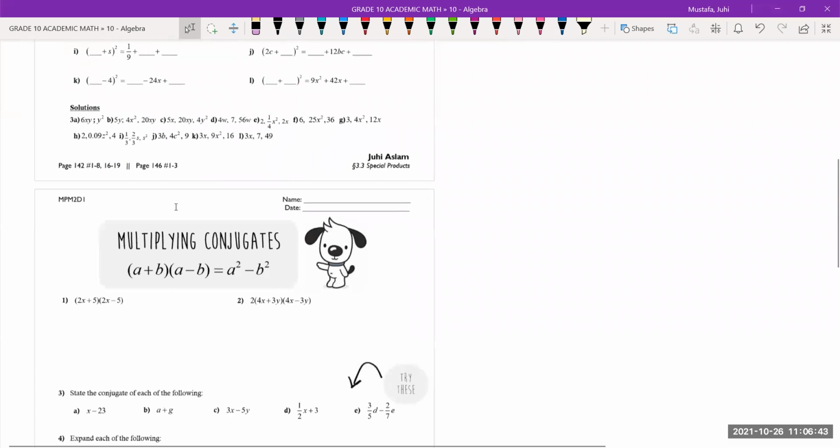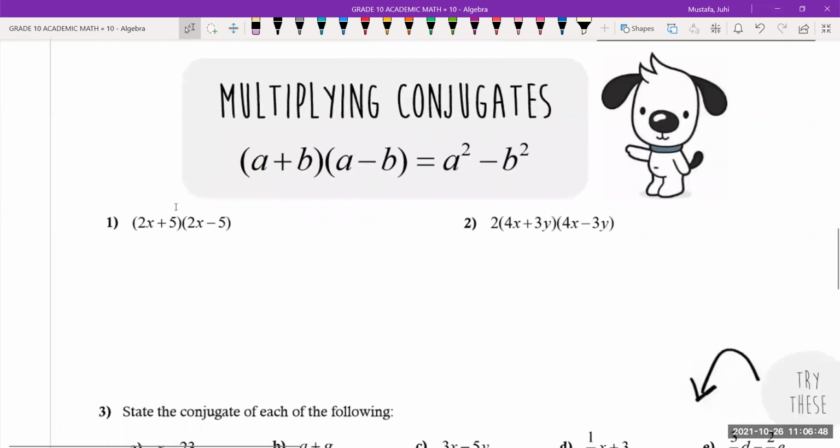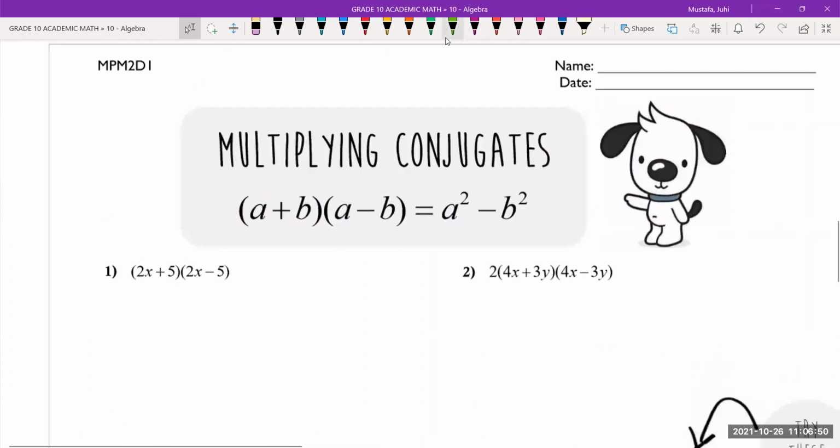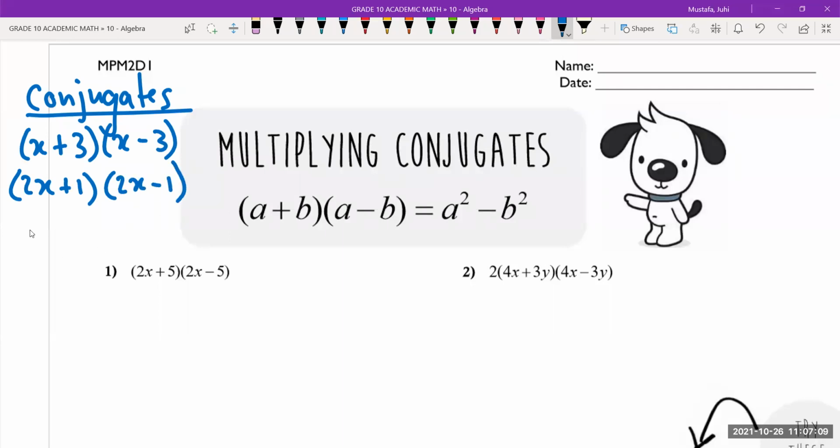There's one more pattern for you guys to note, and it is multiplying conjugates. So first of all, what are conjugates? I will write down examples of conjugates, and I want you to tell me what it means. So x plus 3, x minus 3. 2x plus 1 and 2x minus 1. 5a plus 3 and 5a minus 3. Do you see a pattern? What's the pattern? What are conjugates? Najib?